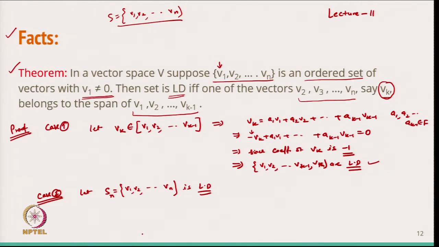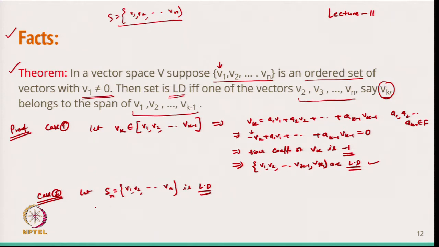Now I want to show you that if we get linearly dependent vectors, then one can be written as a linear combination of the previous ones. Okay, so this is what we want to show.